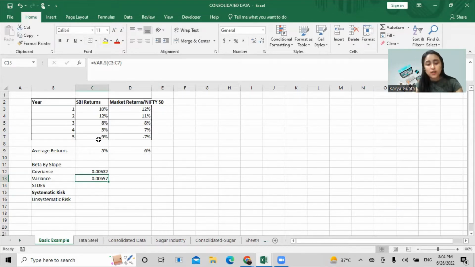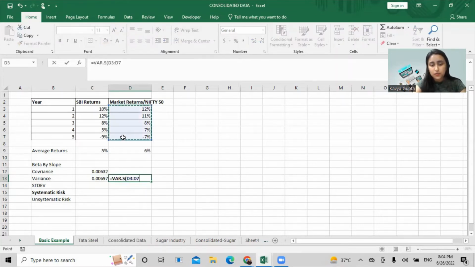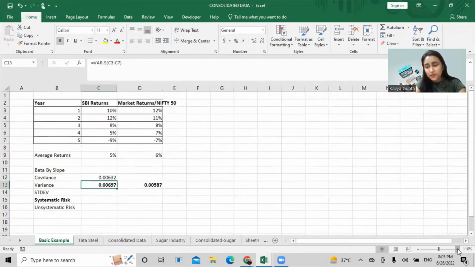Variance ज़्यादा होना चाहिए, कम होना चाहिए? Less. Correct. So let's see if the variance of the stock is less than the market. So variance of the stock is less or more? Tell me. Is this more, is this more? Of the stock, the first one is more.